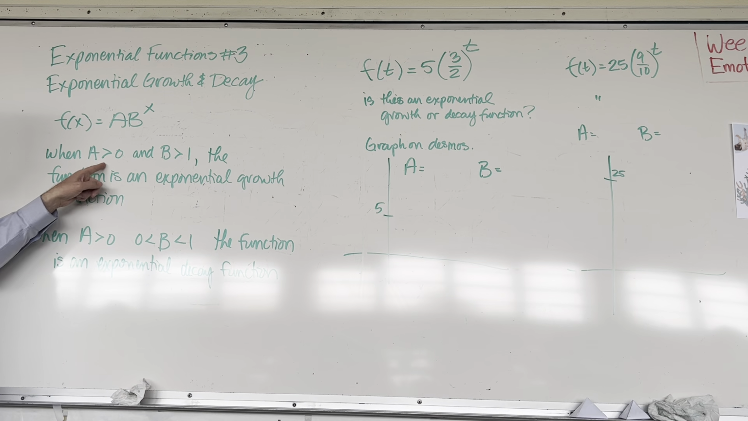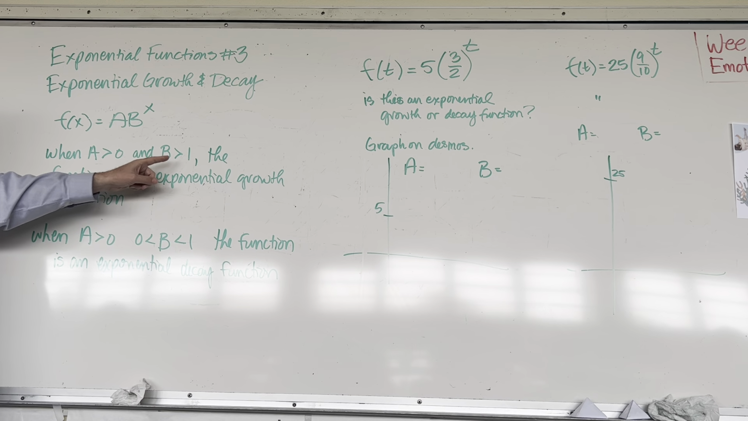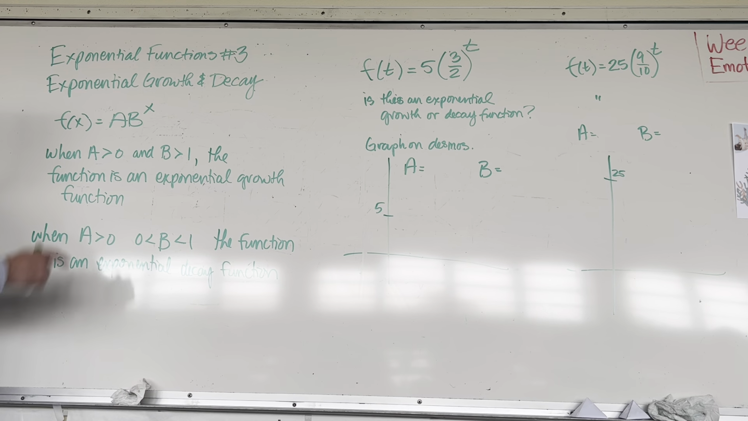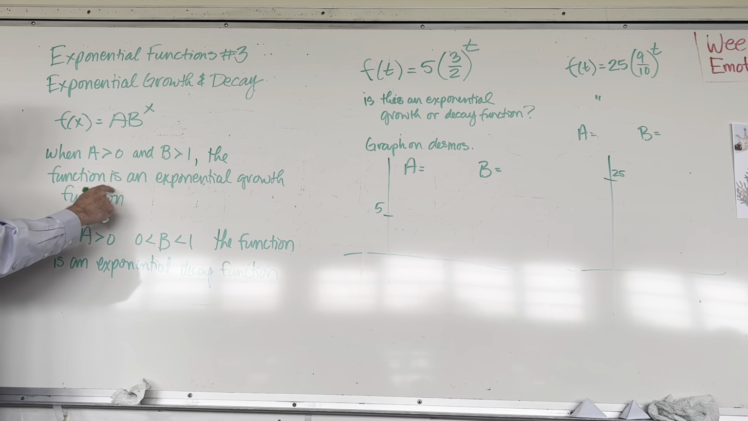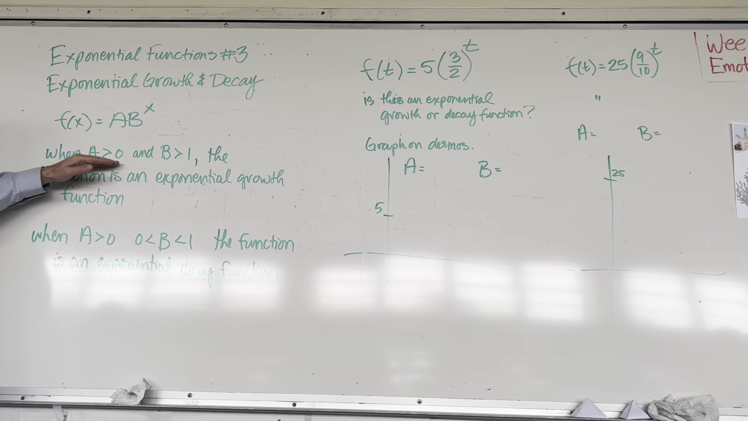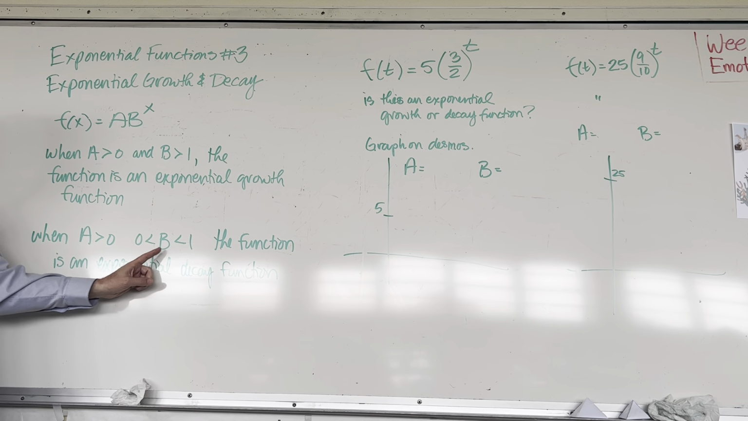I mean, this is a fancy way, the math way of saying positive or negative. And you are well familiar with positive or negative. Positive has a plus in front of it. We don't show it. Negative has a minus in front of it, right? So that's okay. B, if B is greater than 1 and A is greater than 0, the function is an exponential growth function. If A is greater than 0, the same condition, but now B is greater than 0 but less than 1. Give me an example of a number that's greater than 0 but less than 1.